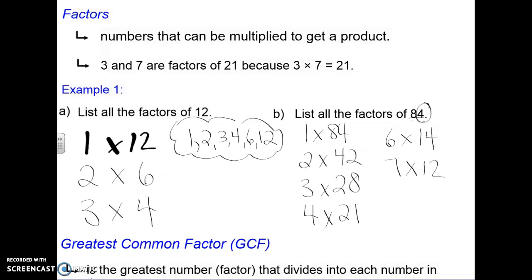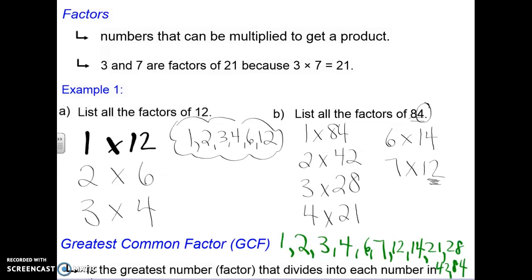And I can check 8, 9, 10. None of those divide into 84. 11 is no, and 12 brings me back to my list. So once I get to that point where I'm back to a number that's already in my list of factors, I know that I have them all. So if I want to write an organized list, I would say 1, 2, 3, 4, 6, 7, 12, 14, 21, 28, 42, and 84 are all factors of 84.